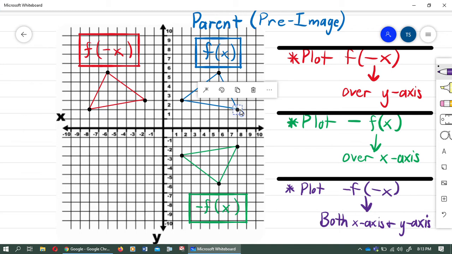This point started off as being at the ordered pair of 8, 2. If we had done it over the x-axis first, it would have made its first jump to this point right here, right? So it would have made its first jump to right there, and after that reflection over the x-axis, we would need to make another reflection from this point. We would need to do a reflection over the y-axis.